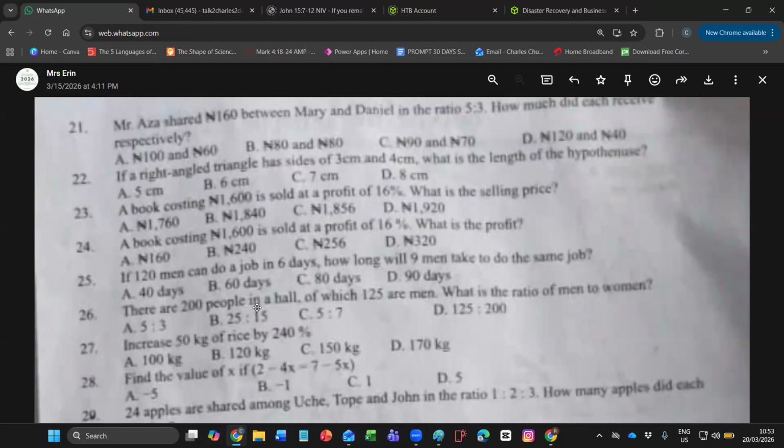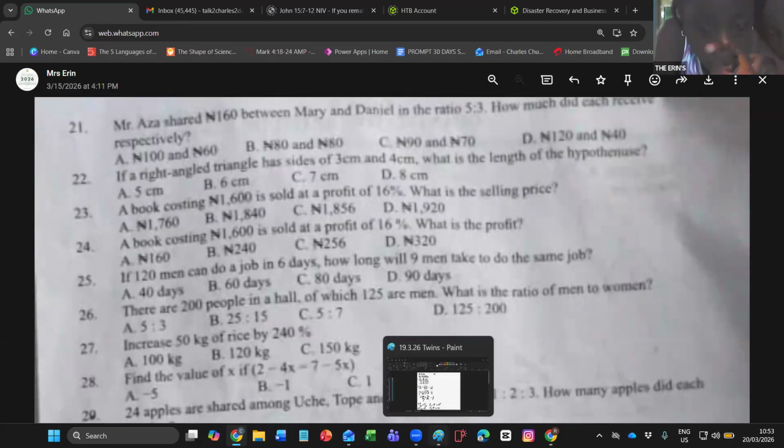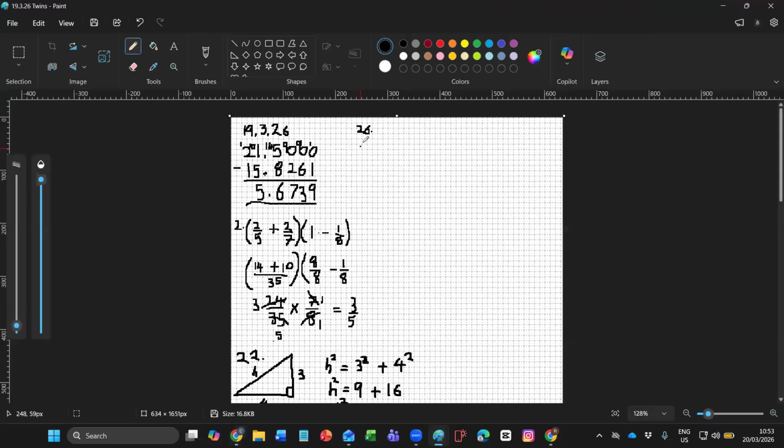Meanwhile, they only told us that there are 125 men. They did not tell us the number of women. So what's the first thing we must do, Faith? To get the women, we will do 200 minus 125. Good, nice decision. We'll first find the number of women. We'll say W equals 200 minus 125. What would that be?